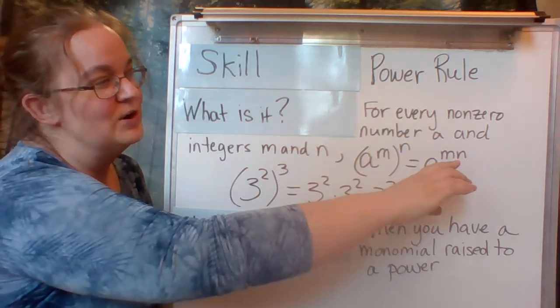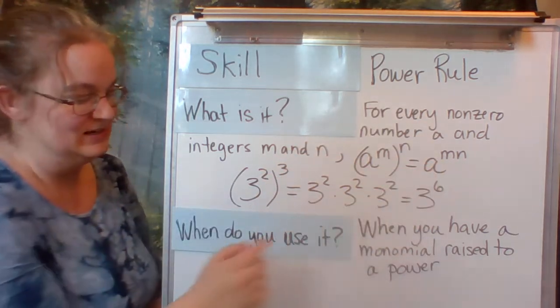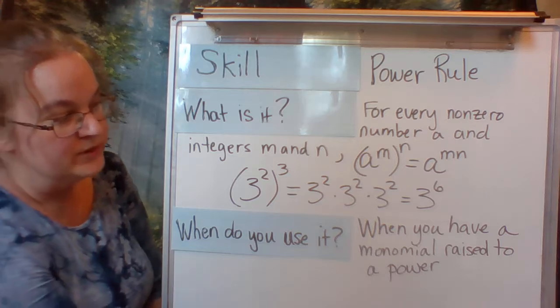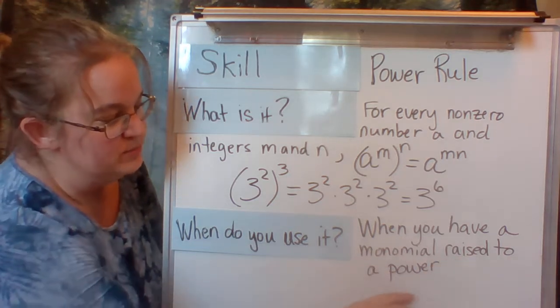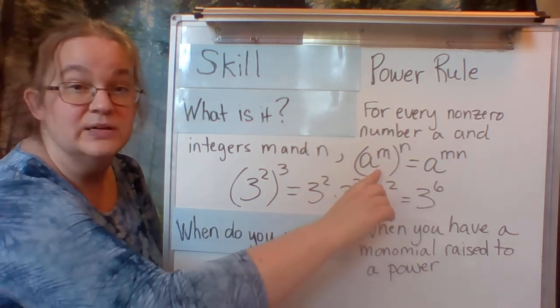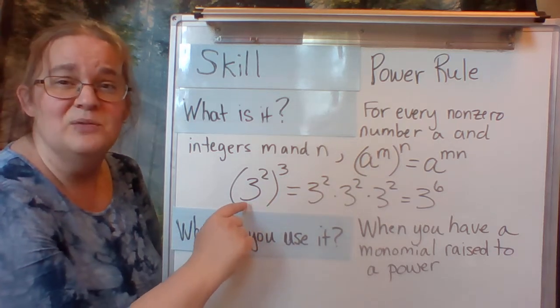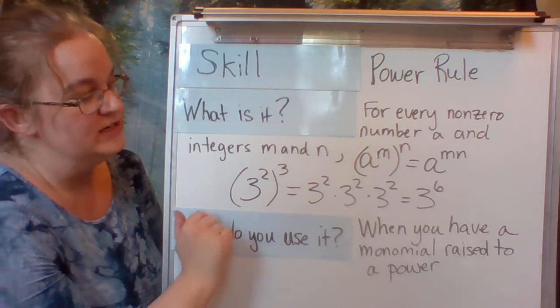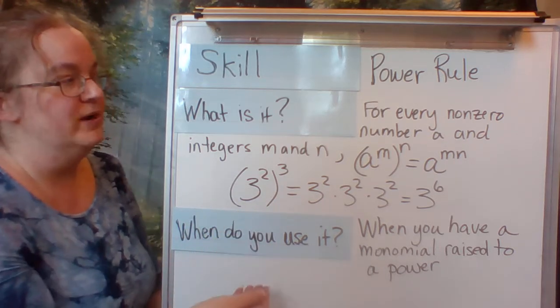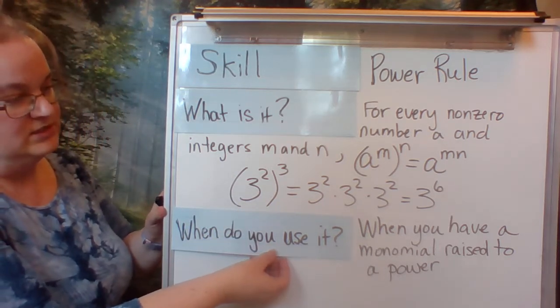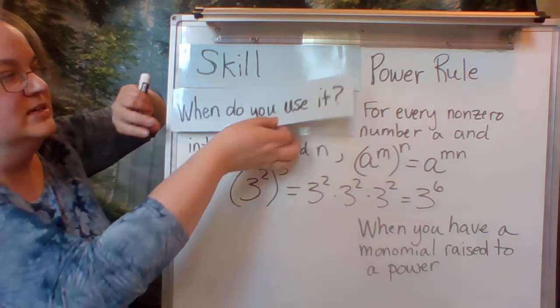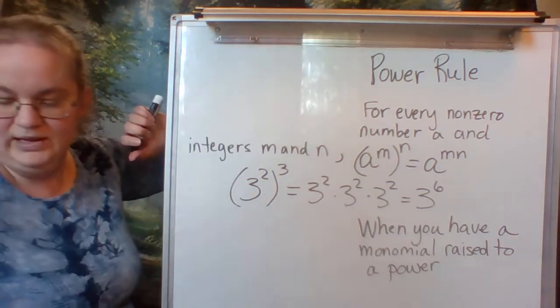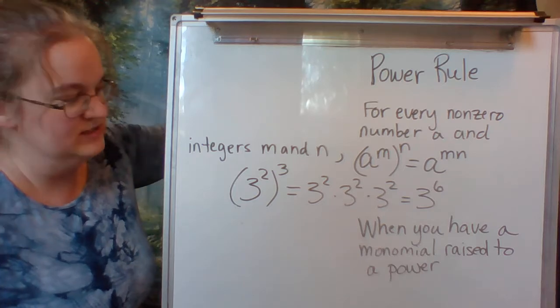So when we're using the power rule, we're going to be multiplying the exponents. So when do you use it? When you have a monomial raised to a power. So something like a monomial would be something like this. We'll talk about that more next time. You don't have to stress about it. But it's just whenever you're raising it to a power, that's what you would use this. Okay, so if you need to, you can pause, take notes. And I'm going to switch it out and let's take a look at some examples.